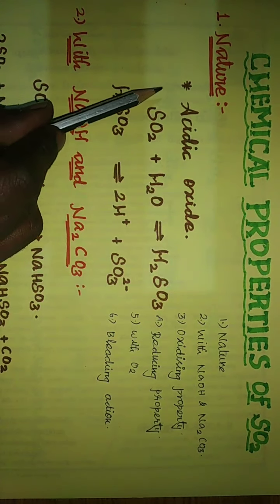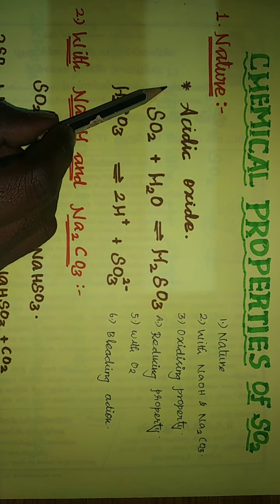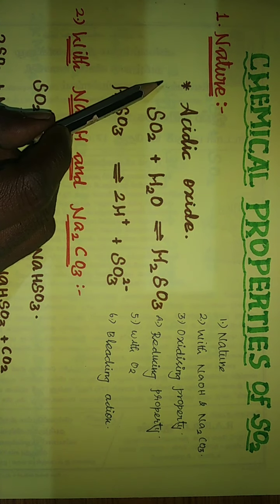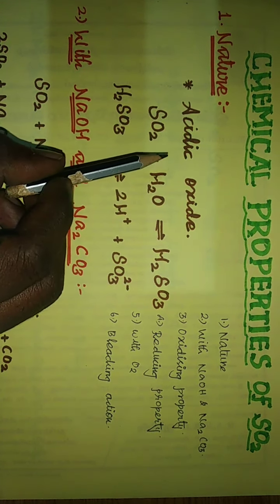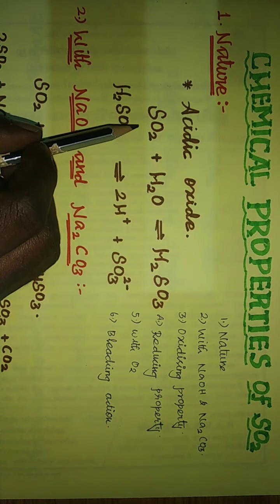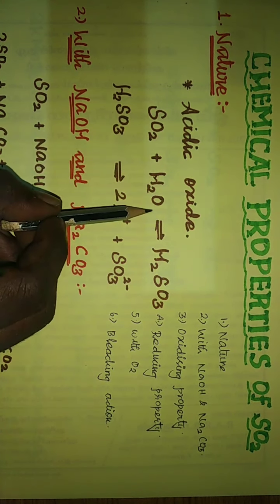The first chemical property is the nature of sulfur dioxide. Nature means we have to discuss whether sulfur dioxide is acidic or basic. Generally, sulfur dioxide is an acidic oxide. To confirm that, we allow sulfur dioxide to react with a water molecule.